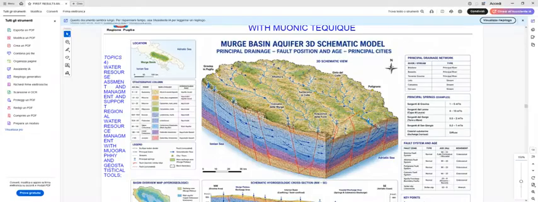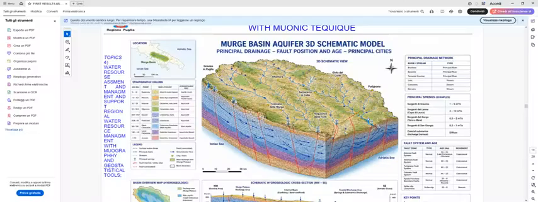So, as we just said, the faults have a double role. They connect the different parts of the aquifer, but they are also the principal form of drainage.